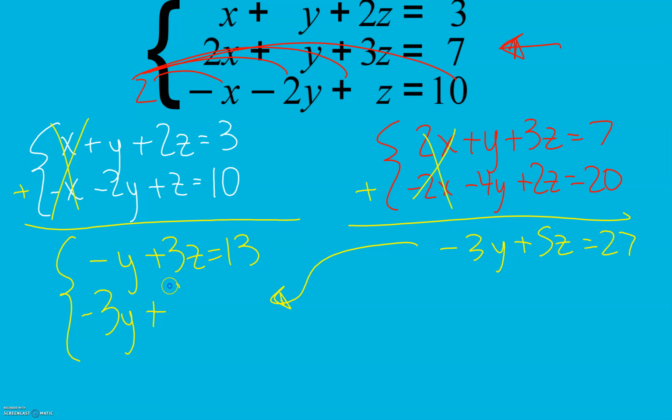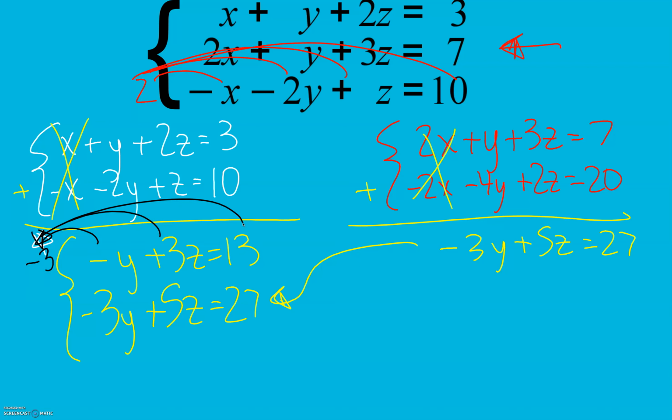I've successfully eliminated my x's for now, and that's what we want. Once we get to this point right here, it's the same as we've been doing since section 3.2. Okay, I don't have opposites right now, but I can get some. I'm going to multiply the top by -3 all the way through.